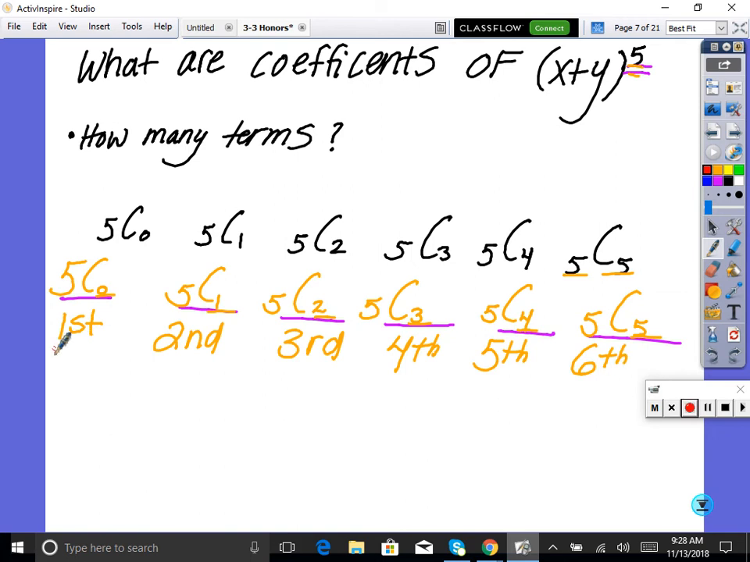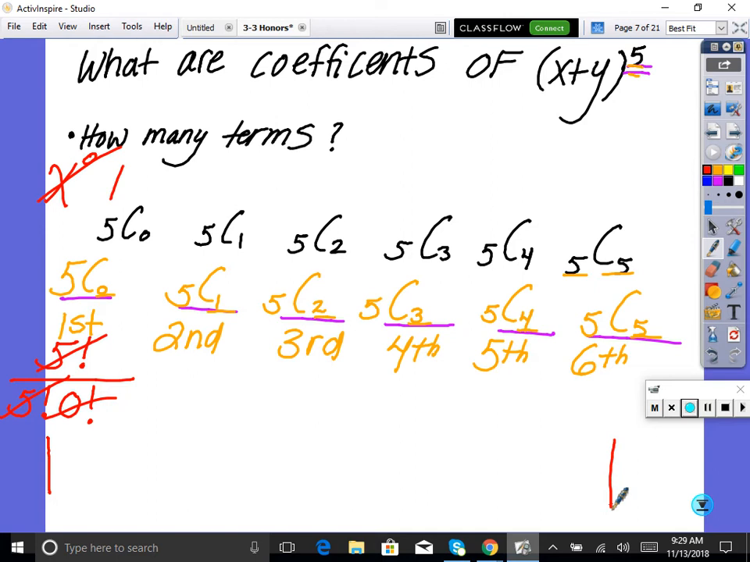So let's calculate this. 5 choose 0, that would be 5 factorial divided by 5 minus 0 factorial. You have the formula written down, so that would be 5 factorial times 0 factorial. Now, any base to the 0 power is 1, correct? 0 factorial works the same way. It's not a 0, it's a 1. So this is a 1. Isn't 5 factorial divided by 5 factorial a 1? So if this coefficient is a 1, then this coefficient is a 1. Doesn't it go up and down in the same pattern?